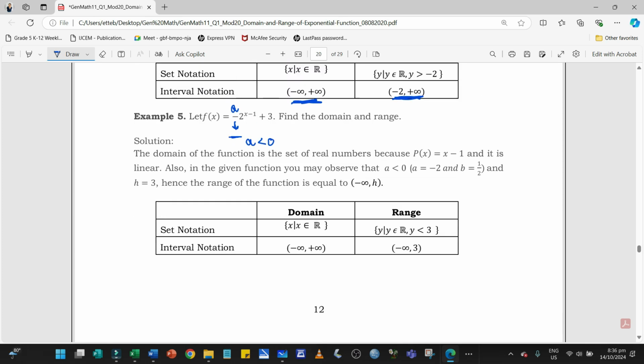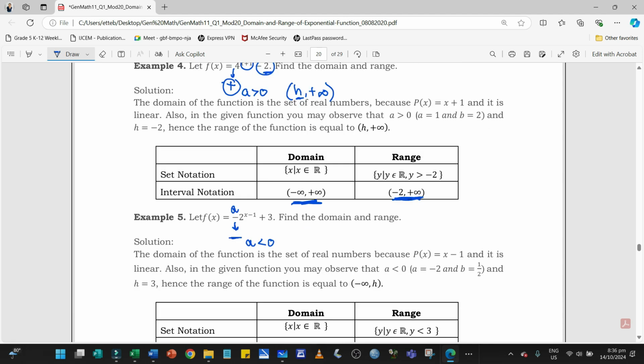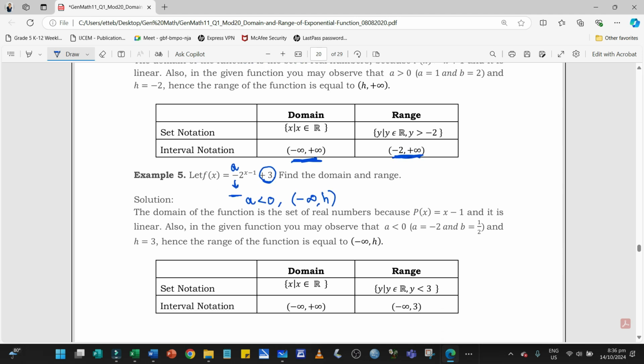Thus we are going to use negative infinity to h. Now, what is our h? Yes, it is positive 3. So our range here is negative infinity to 3. And if you write that in set builder notation, we have y such that y is an element of the real numbers where y is less than 3. Why less than 3? Because it is going to negative infinity, going to the left, so negative.